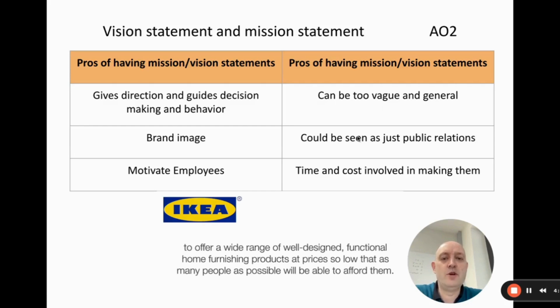So some cons: they can be too vague and general. I think IKEA actually does a pretty good job with this one, but other mission and vision statements can be quite general and therefore not so specific. And some people might just see it as a public relations stunt. It's another way of just marketing. Therefore, does it really motivate employees? Does it really give guidance to decision making? And there's also the time and cost involved in making them. This is quite a simple sentence, and some of those slogans and mission statements seem quite simple, but they can take a long time to develop and cost thousands, tens of thousands, hundreds of thousands, even more to actually develop these.